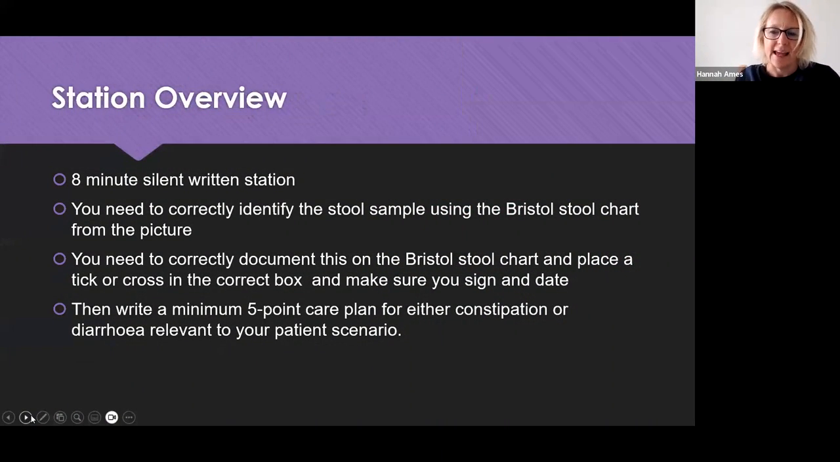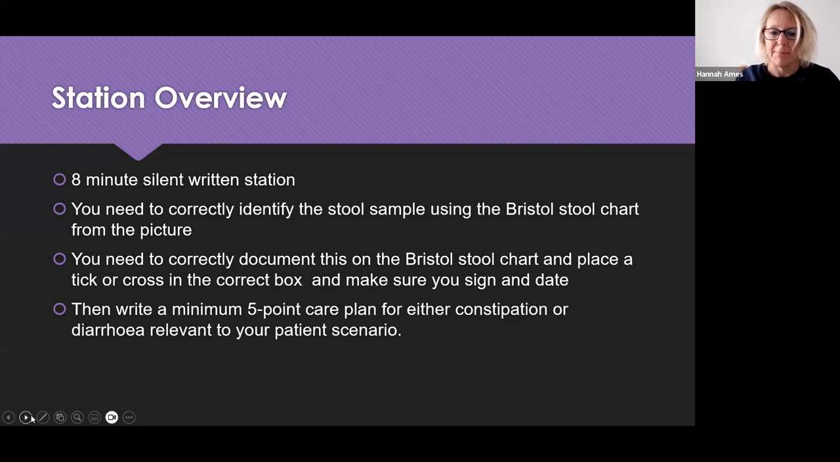Okay, so this is a totally silent written clinical skills station. You might be relieved to have a bit of a silent written station in your OSCE and have a break from verbalisation. You've got 8 minutes to complete this station, and you will need to correctly identify the stool sample, which they provide you as part of your scenario, and document this using the Bristol stool chart, which I'm going to go through today. And you need to complete that documentation correctly and make sure it's signed and dated, etc.